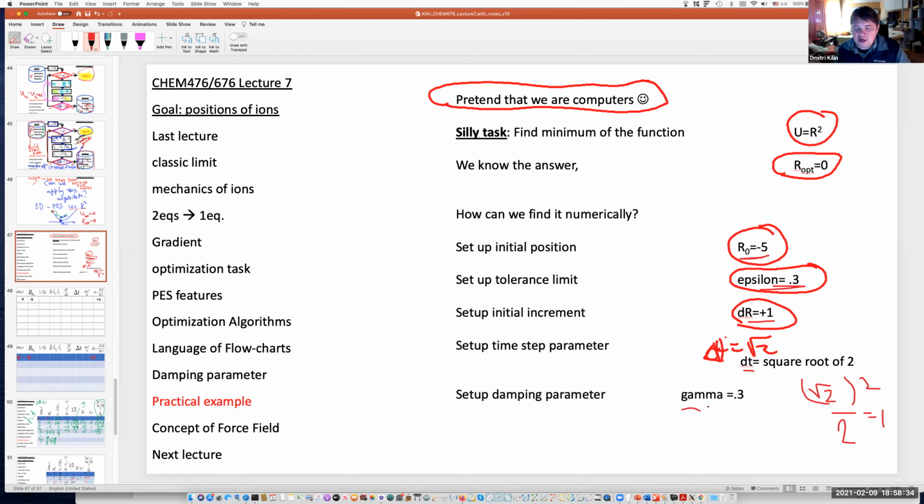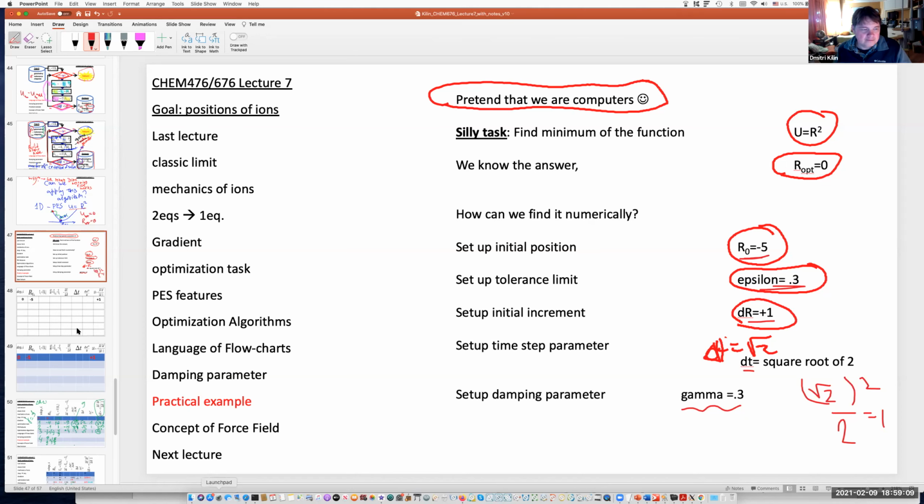And this parameter gamma, I would say it corresponds to damping, to avoid accumulation of momentum, to avoid jumping over the minimum. For example, if our time step and increment are very big, we can accelerate so much so that we will jump over the minimum. And we need some damping and go forward a little bit shorter distance than is actually predicted.